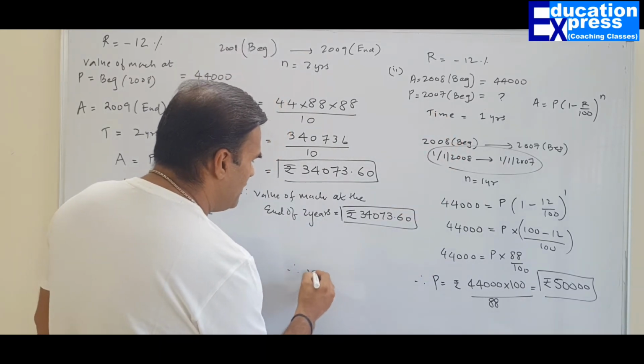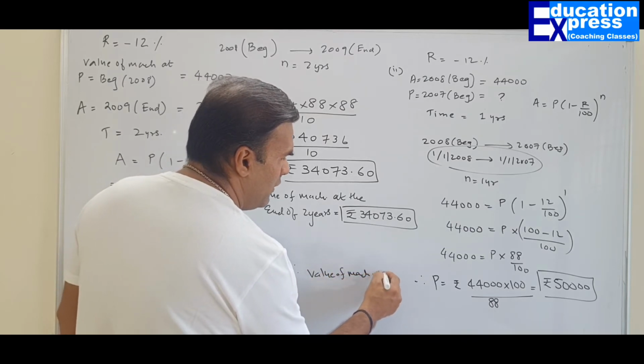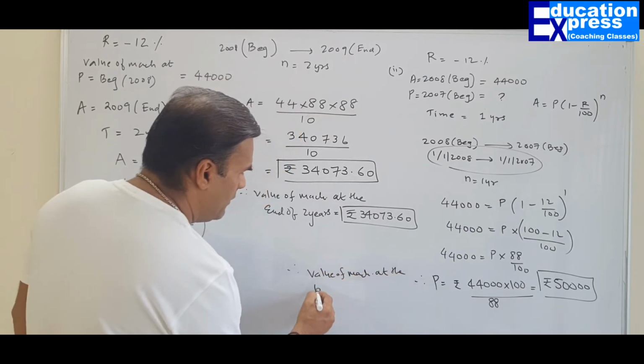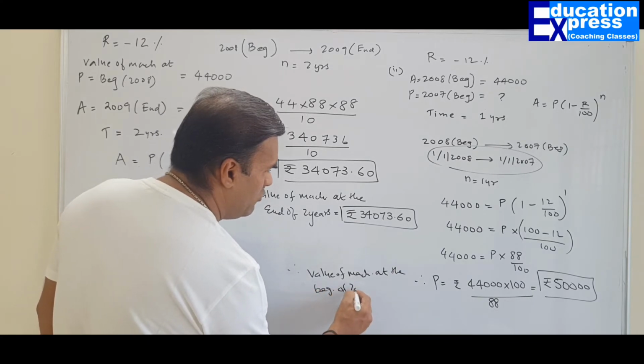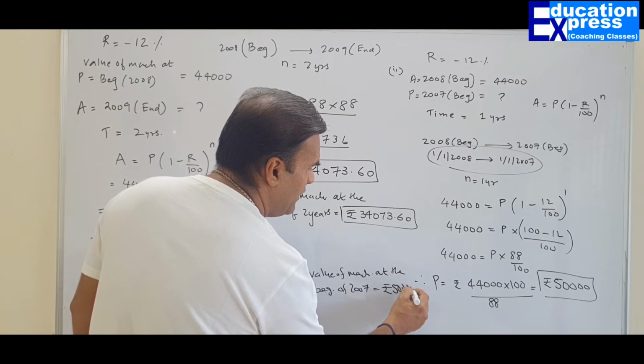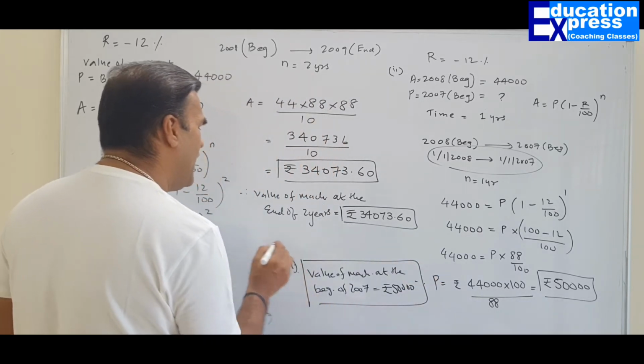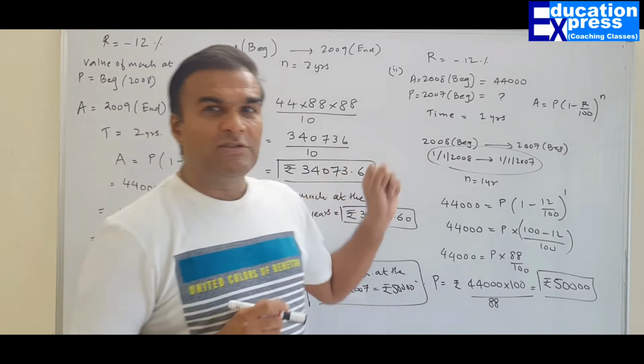So they have asked us to find the value of the machine at the beginning of 2007. Therefore my answer: the value of the machine at the beginning of 2007 equals rupees 50,000. This is the second part of my answer.